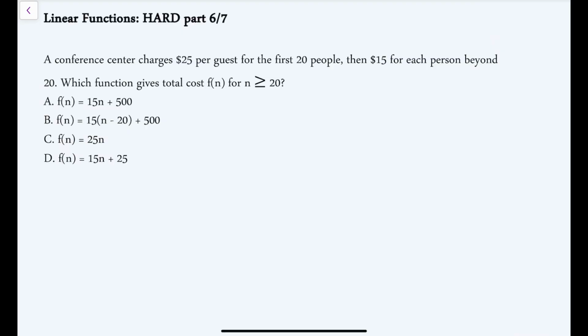A conference center charges $25 per guest for the first 20 people, then $15 for each person beyond the 20. Which function gives the total cost f at n for n is greater than or equal to 20? This is the same exact idea from the previous video. So we say $25 per person for the first 20 people.